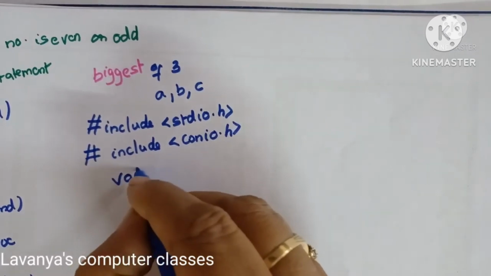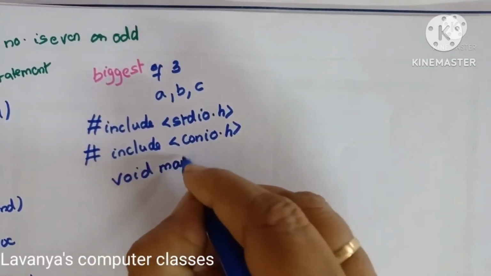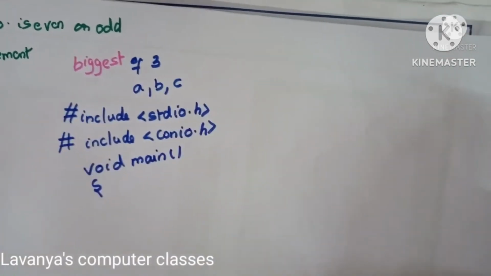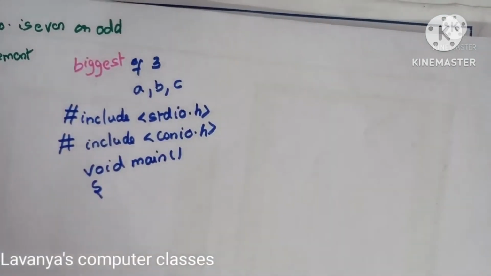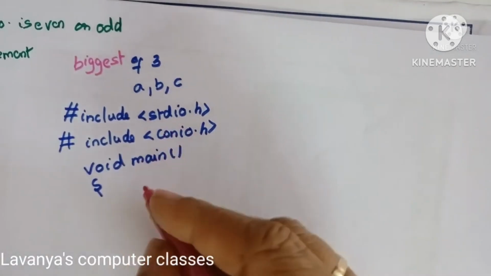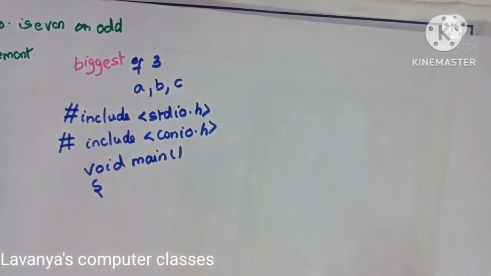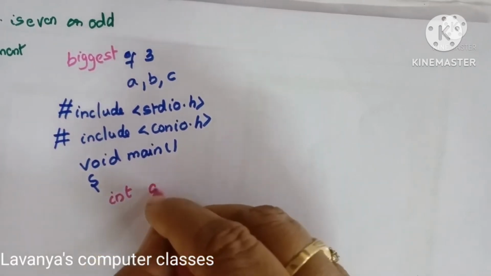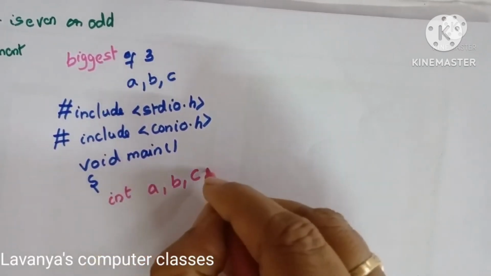Then void main, then curly brackets. Now after that we start our actual program. How many variables do we require? Biggest of 3 numbers means we need 3 variables. All are taken as integers only: int a, b, c.